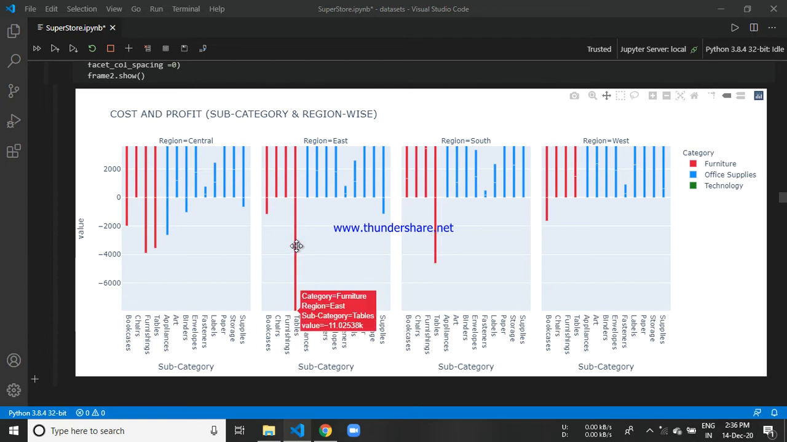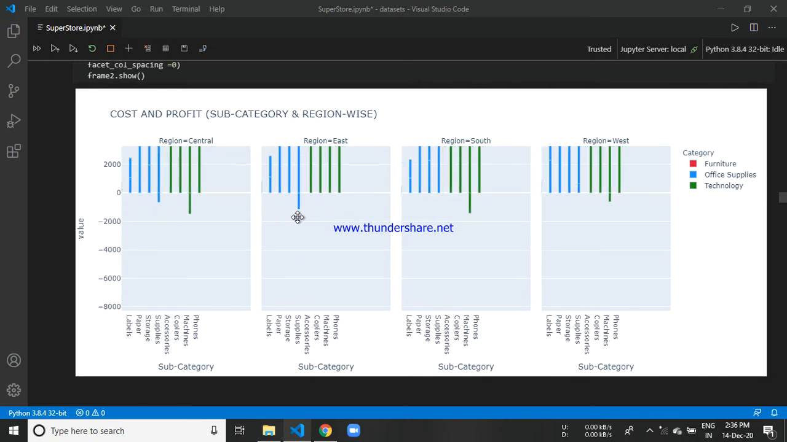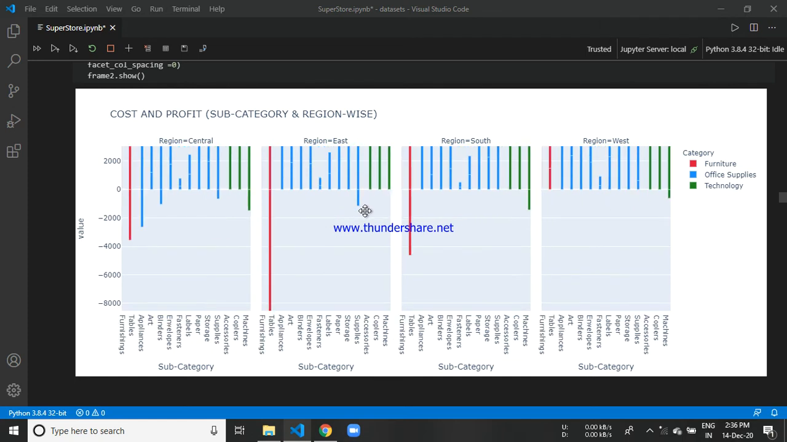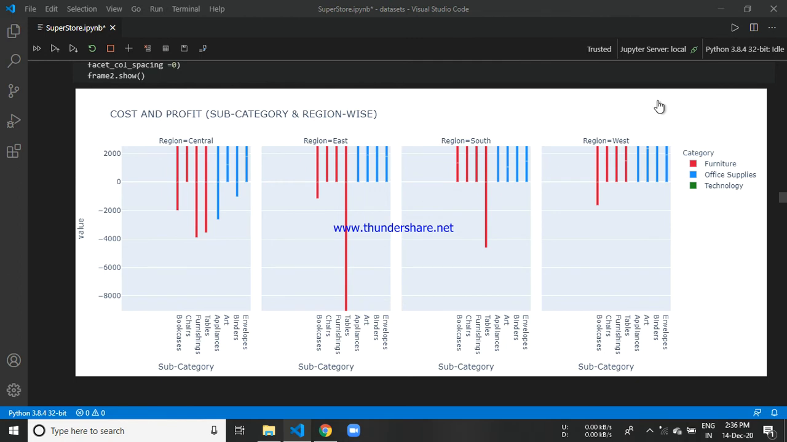Even in the east category, tables are having a loss, but tables are having a good profit in the west category. In all others, tables are having a loss. That's why we have seen that overall tables are having a loss. So if we reset our data, you can see all others are having a minimal loss, but not as compared to the loss of furniture. That's why furniture was the lowest profit making category.